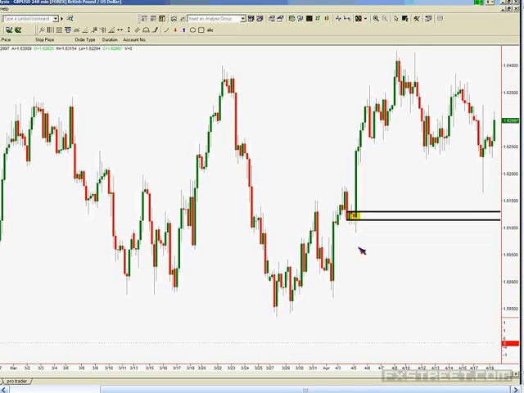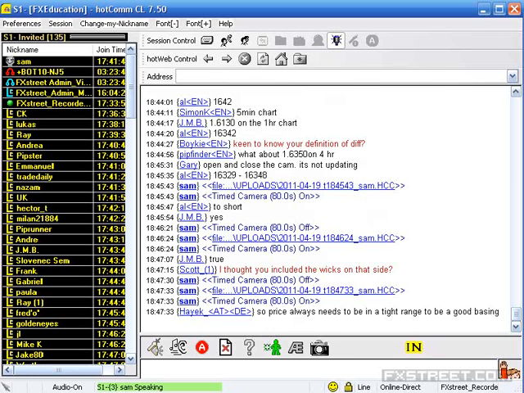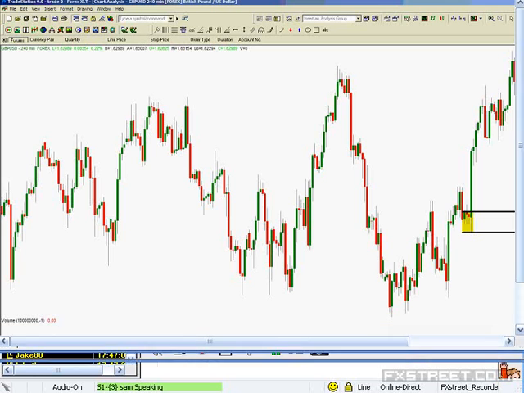So what if we include the wick? Well, we could include the wick, but now that stop is probably a lot bigger than we're looking for. You know what I mean? You're right, you would do that. It's exactly what you do, but we wouldn't take the trade anymore. You know what I mean?